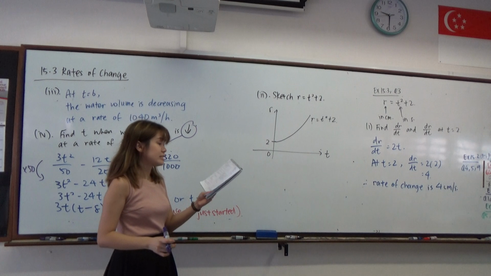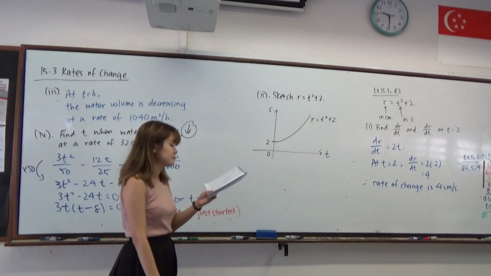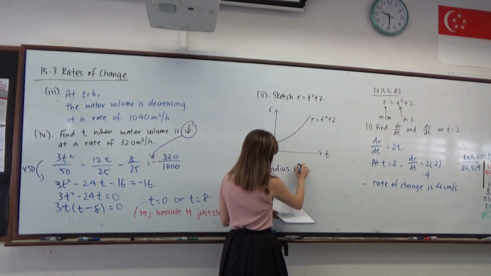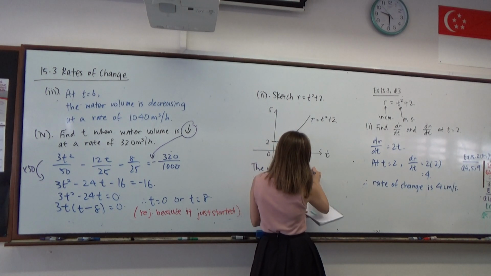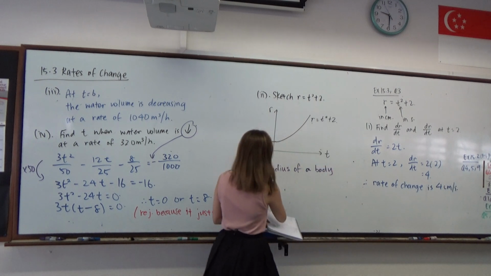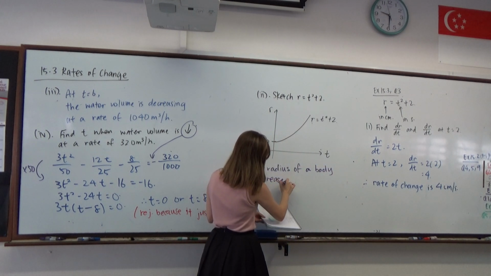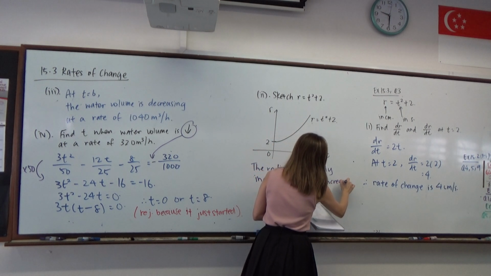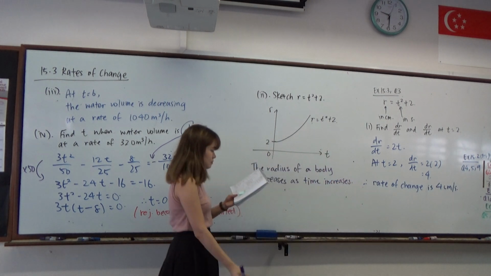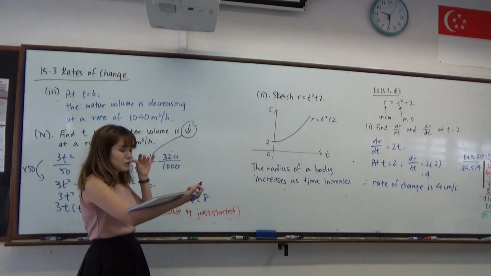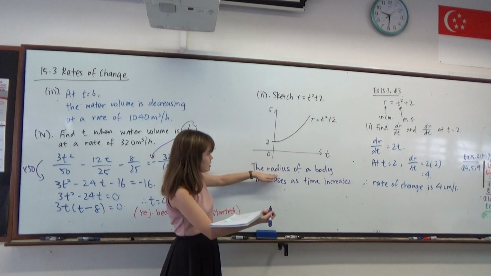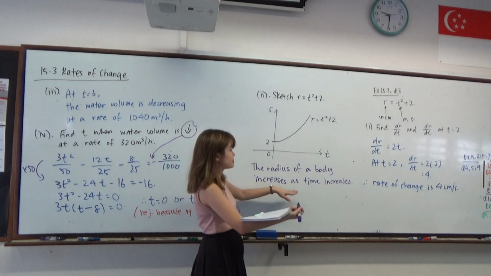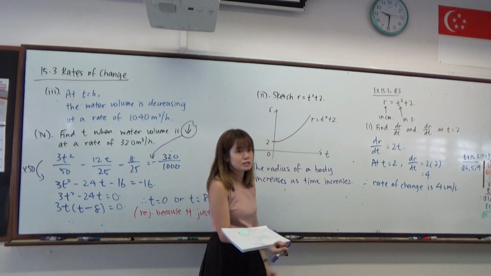In order to explain the changes in r with respect to t, we will say that the radius of a body increases as time increases. Because we want to explain the changes in r. So how the radius of a body increases, that's the change. With respect to t, that means as time increases.